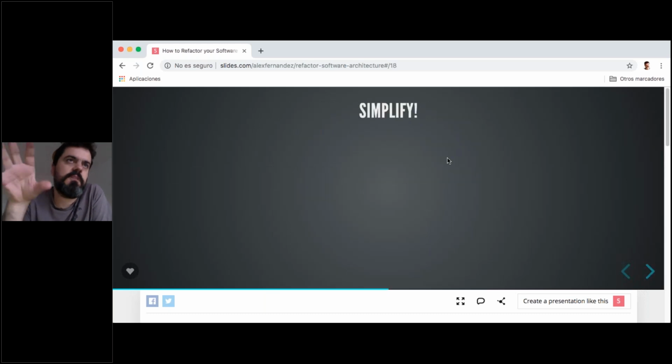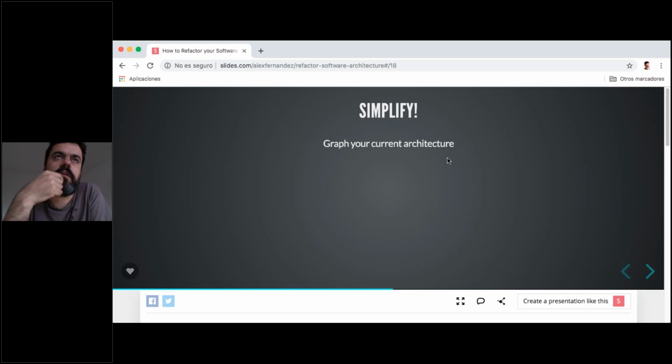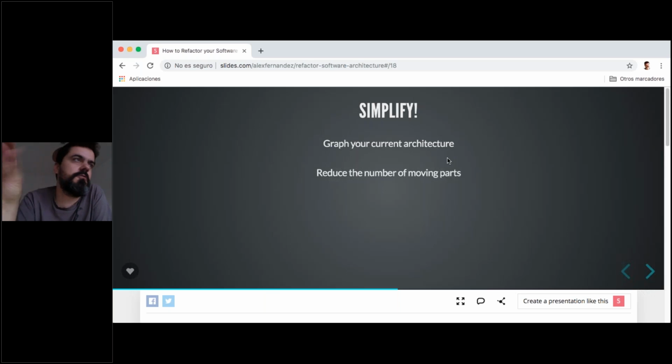Okay, and simplify your architecture. What you have is probably a big pile of interconnected things. We're going to see an example later on. So just graph it, make a drawing, and reduce the number of moving parts, reduce the number of databases that you use, reduce the number of environments, and simplify it so that everyone can understand it.